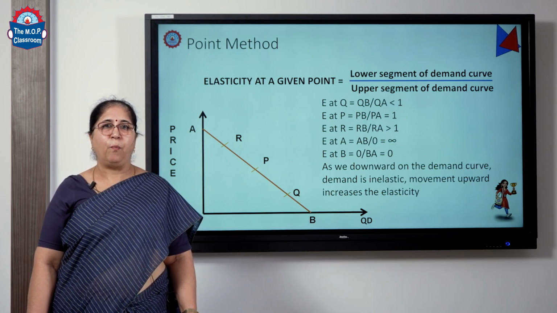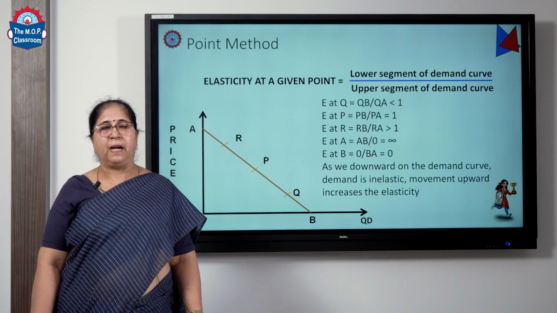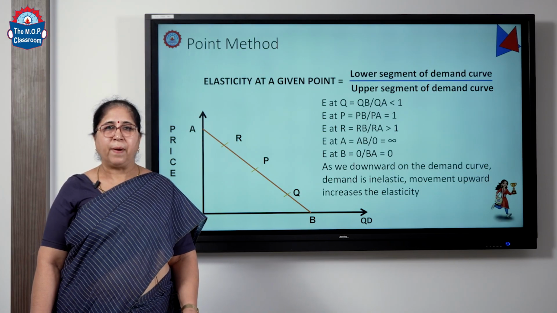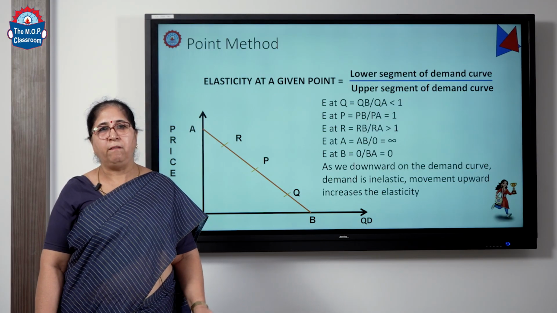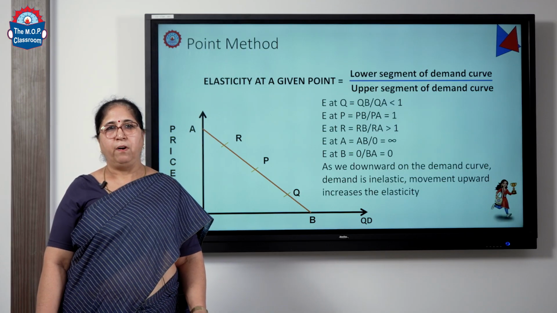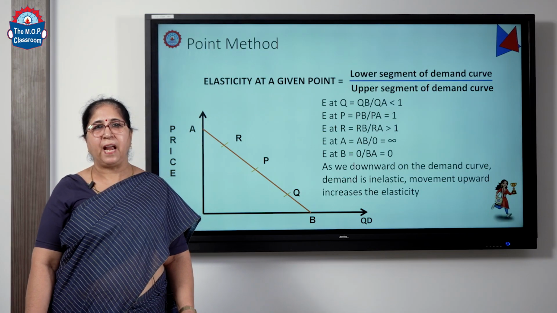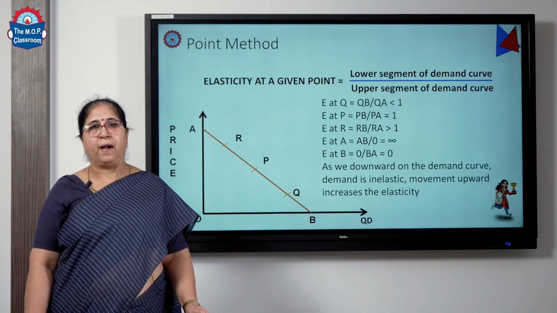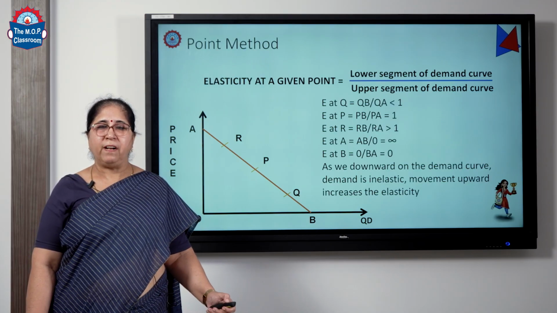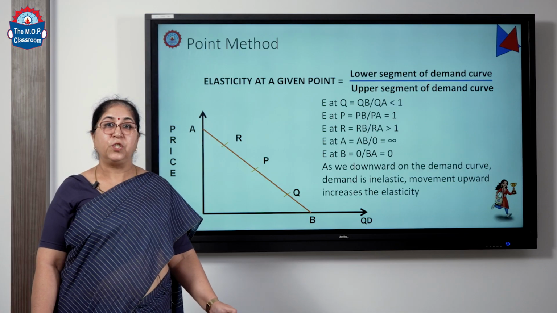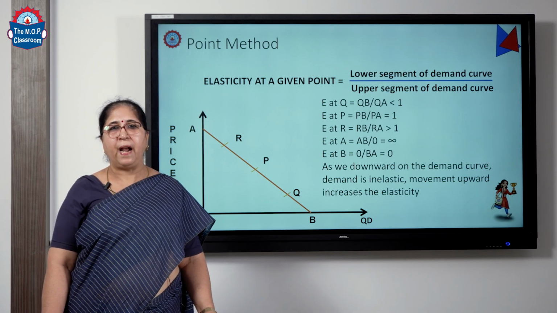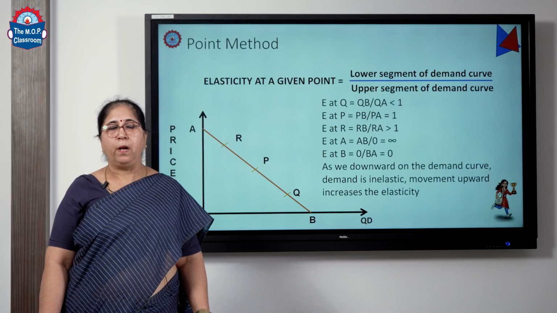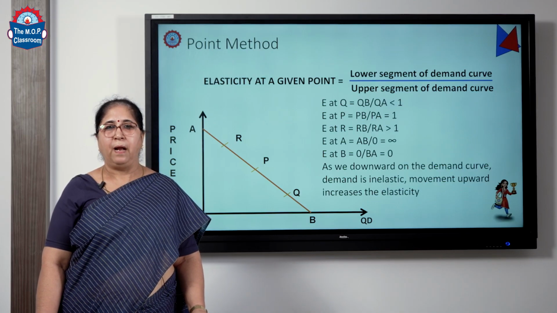We will make use of the formula to calculate elasticity of demand: elasticity at a particular point can be calculated by getting the ratio of the lower segment of the demand curve and the upper segment of the demand curve. For example, if we need to measure elasticity at point P, the lower segment of the demand curve, which is PB, we divide by the upper segment of the demand curve, which is PA. P being the middle point on the demand curve, your numerator and denominator, that is the lower segment and the upper segment of the demand curve, are equal, so elasticity will be equal to 1 at point P.